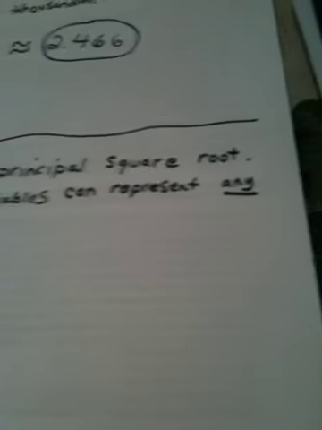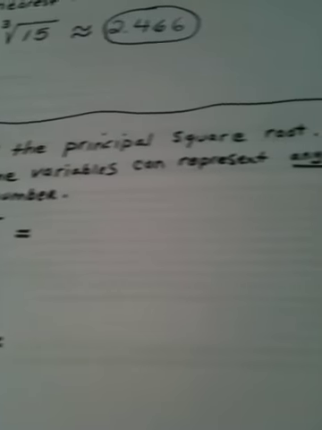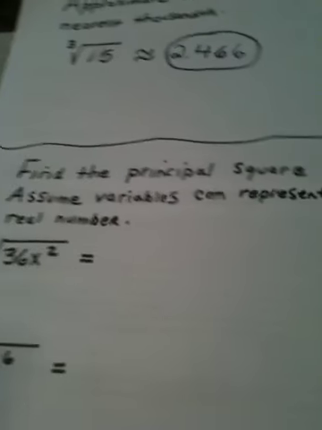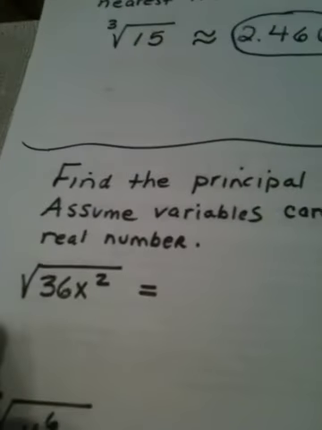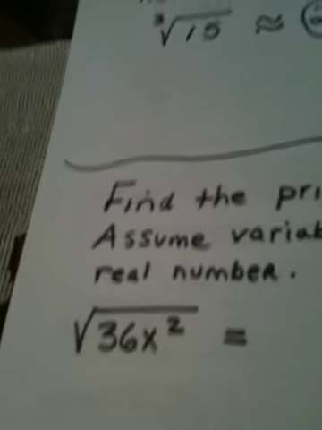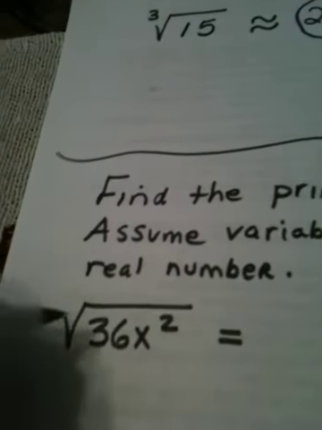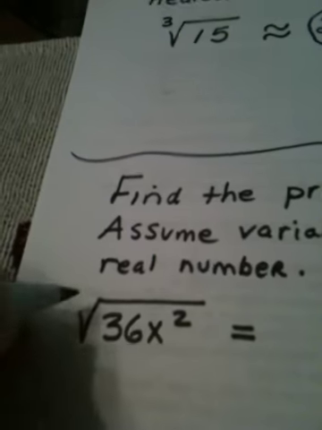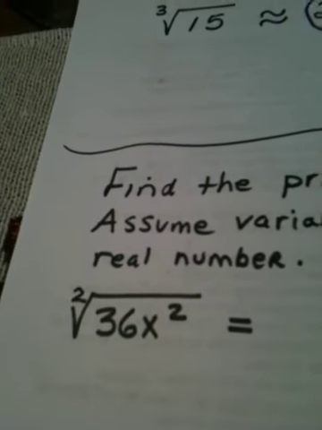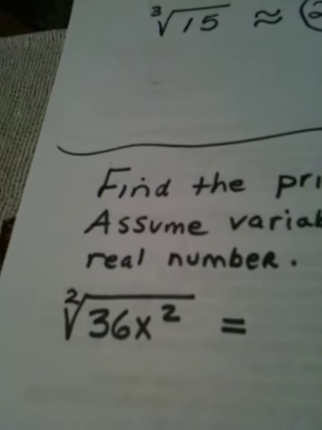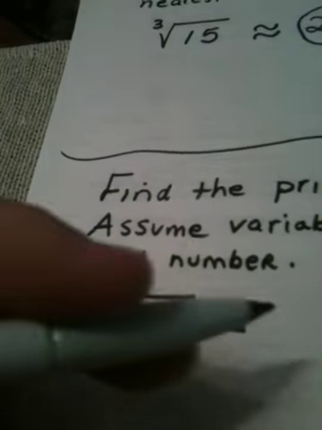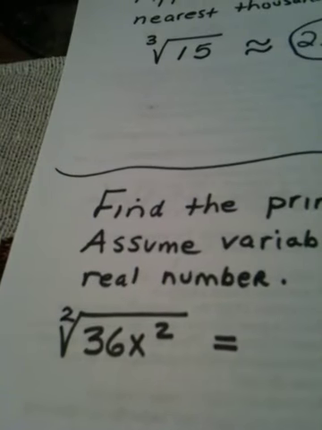Find the principal square root of the following. Assume variables can represent any real number. Now, what they mean by these directions is variables can be positive or negative. Well, remember what we talked about earlier? First of all, when you don't see the number in the pocket, you assume it to be a 2. And there's another thing we talked about. When you're taking the square root of a number, the answer has to come out to be positive.